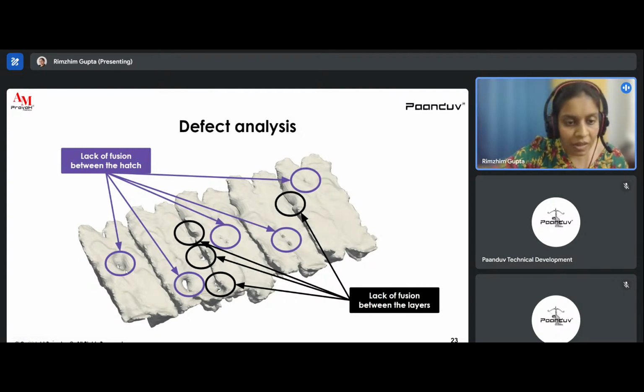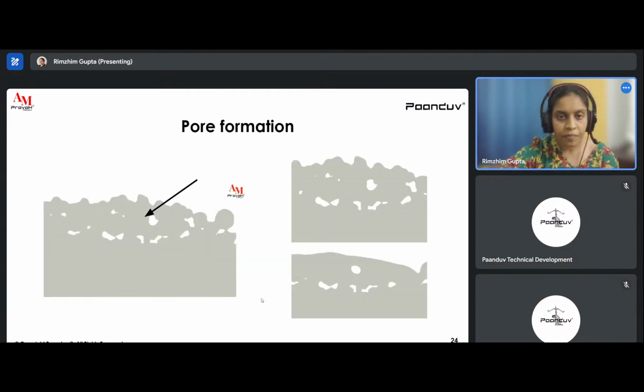If we closely analyze this build part, there are different regions where we can see lack of fusion between the hatches and lack of fusion between the layers. This itself indicates that the hatch spacing is not enough to merge the two melt pools together, which will give you porosity defects, lack of fusion defects further. We also saw pore formation in some of the parts, and one part we have highlighted here.